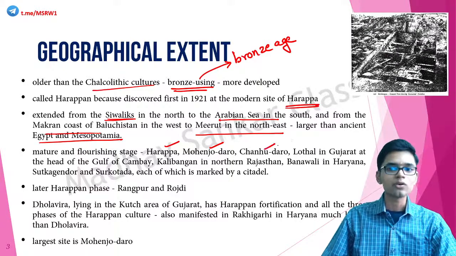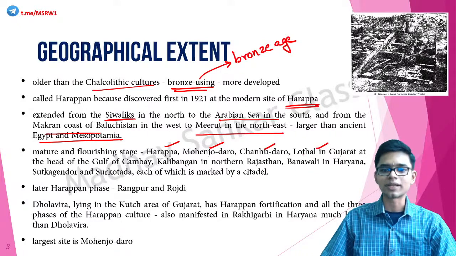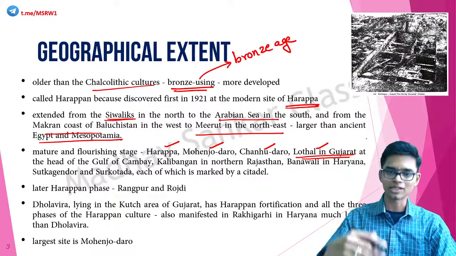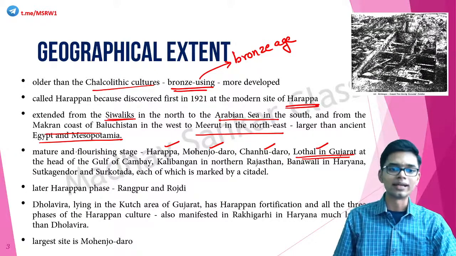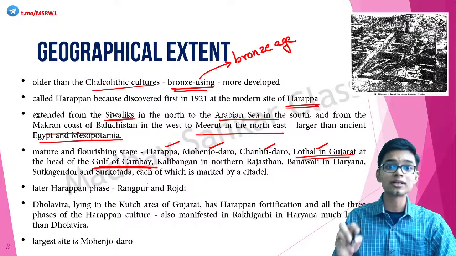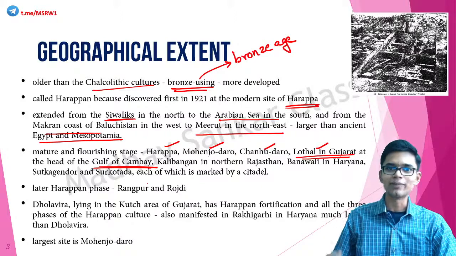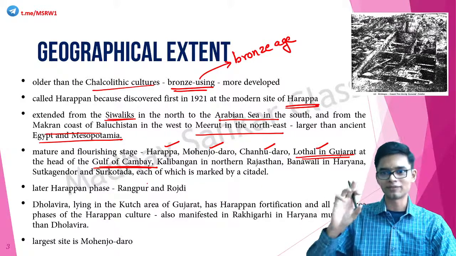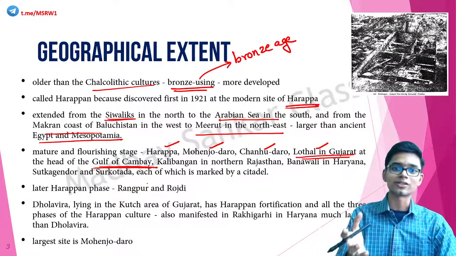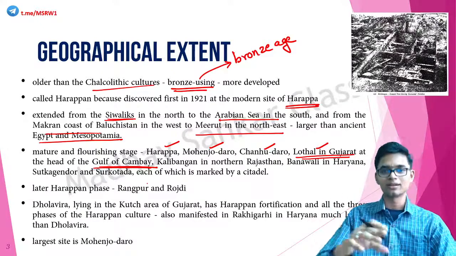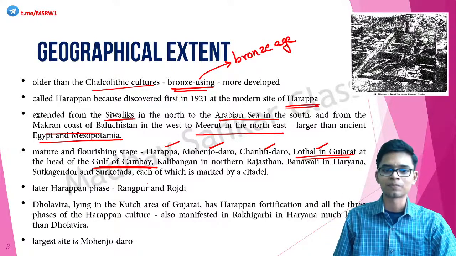Then Chanhudaro, Lothal. Lothal is a place in Gujarat, very famous for its dockyard. We will study about all that later. Then one more important point to note here about Lothal. It is actually situated in the Gulf of Cambay, not Gulf of Kutch. Immediately when people think about Gujarat, the first thing that comes to your mind is Gulf of Kutch. It is not Gulf of Kutch there. It is actually Gulf of Cambay, where Lothal is situated.